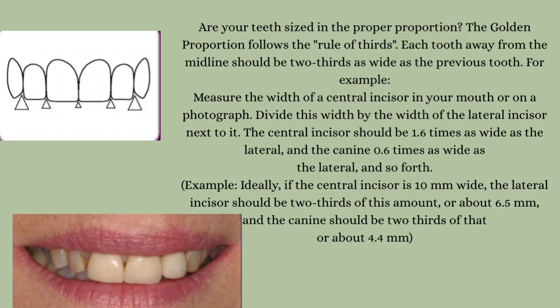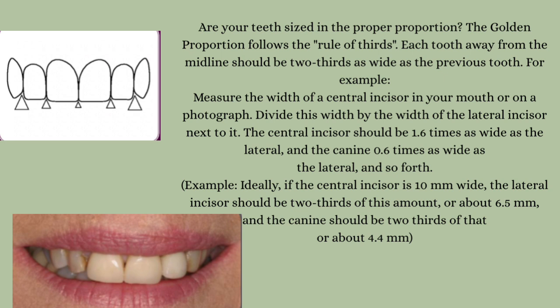17. Golden proportion ratio. Are your teeth sized in the proper proportion? The golden proportion follows the rule of thirds. Each tooth away from the midline should be 2/3 as wide as the previous tooth. For example, measure the width of a central incisor in your mouth or on a photograph. Divide this width by the width of the lateral incisor next to it. The central incisor should be 1.6 times as wide as the lateral, and the canine 0.6 times as wide as the lateral, and so forth.